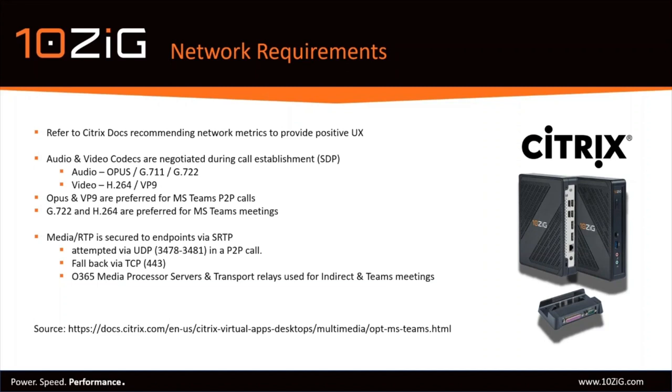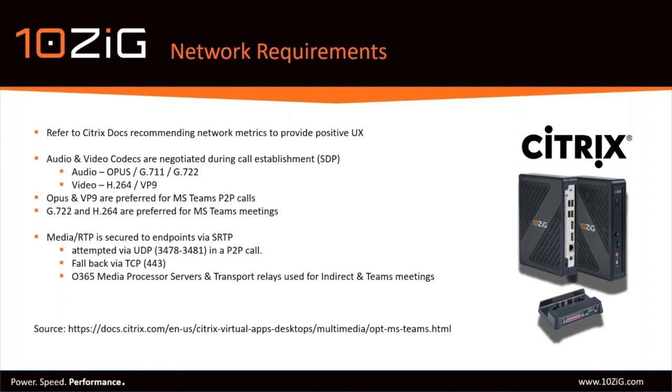The Teams client, specifically during call establishment, negotiates the preferred audio and video codec depending on the type of call. So for example, Opus and VP9 are preferred for peer-to-peer calls, whilst G722 and H.264 are preferred for conferences and meetings. Another thing to be aware of, specifically on the video codecs, is that VP9 has more CPU cost for encoding versus H.264, but requires less bandwidth. And as you'll see later, whilst the Teams process or HDX Teams can negotiate those video codecs, there are ways to make those codecs mandatory, if it suits you, for example if you're quite happy to expend more CPU for encoding, or you want to save bandwidth.